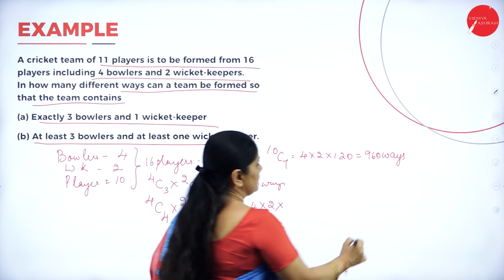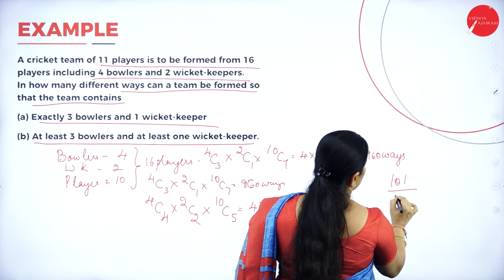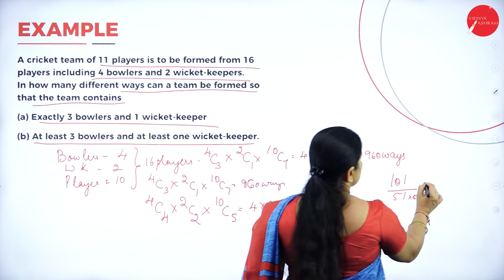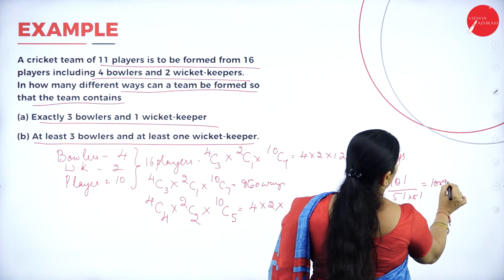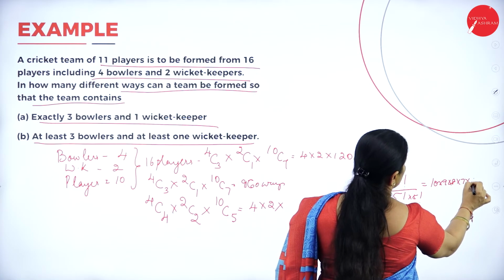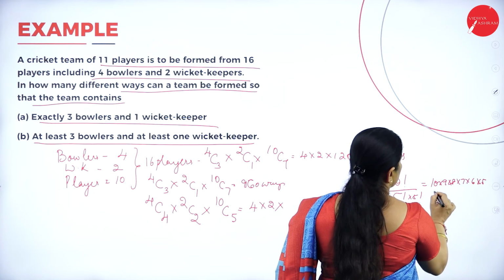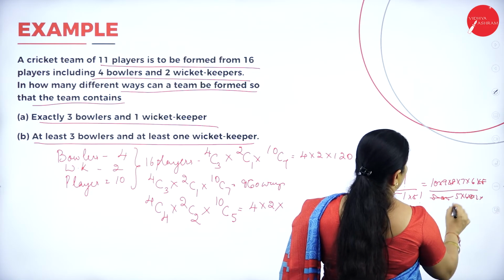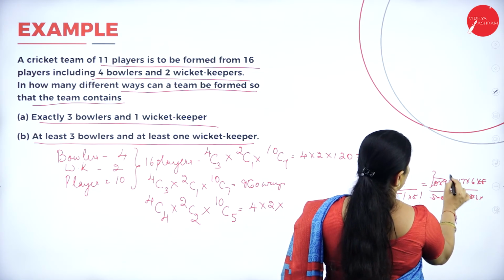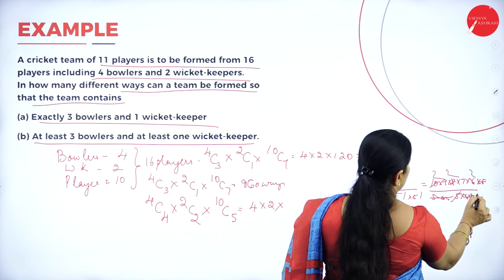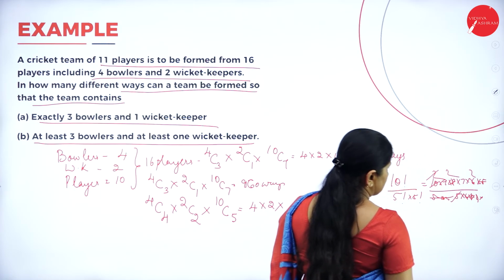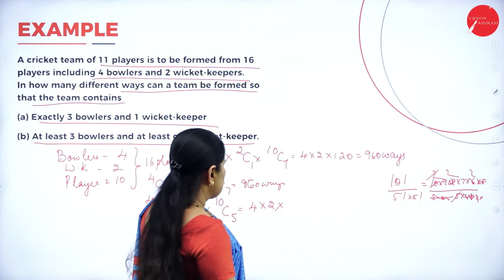This will be 4 into 2 into 10C5. 10C5 will be equal to 10 factorial by 5 factorial into 5 factorial. So, this will be equal to 10 into 9 into 8 into 7 into 6 into 5 into 4, again 5 into 4 into 3, 5 and 5 get cancelled. So, again I am remaining with 2 into 1. So, 5 2s are 10, 4 2s are 8, 3 2s are 6, 2 2s are 4. So, I will be left with 7 9s are 63, 56 into 4.